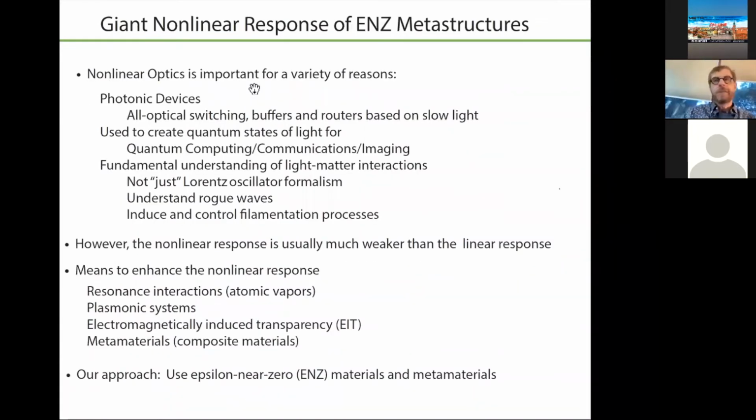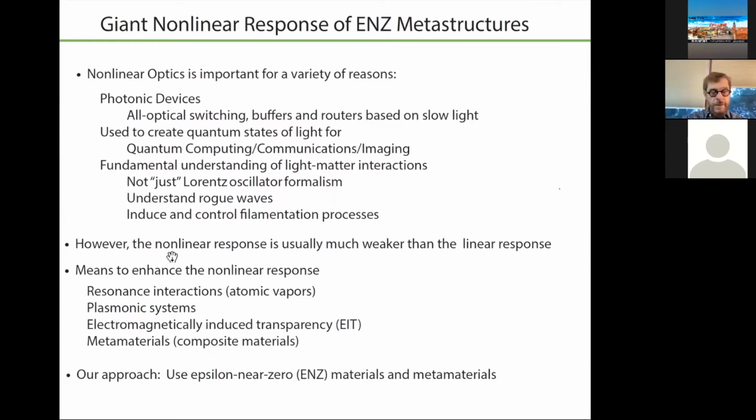Okay, so let me motivate the talk to come. So the goal of this field is to produce a giant nonlinear response of epsilon near zero metastructures. First of all, why would we care about nonlinear response? Well, nonlinear optics has many important applications. I won't go through them all. Photonic devices, quantum states of light. I don't think there's any linear process that can produce a quantum state of light. And fundamental understanding of light-matter interactions. Now, that's why we want nonlinear optics.